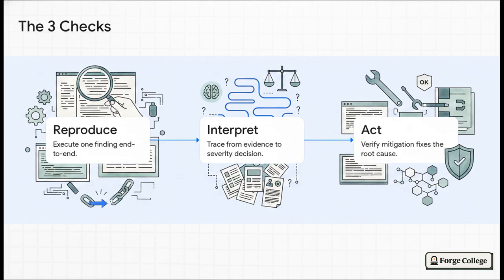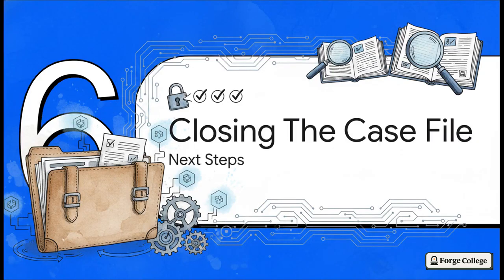Step 1. Reproduce, meaning, can I follow your steps, execute the finding end to end, and see the exact same failure? Step 2. Interpret. Can I trace your path from the technical evidence straight to your severity decision without scratching my head? And Step 3. Act. Can I actually verify that your suggested mitigation addresses the root cause? We have to ensure our fixes close the loop and, critically, that they don't introduce brand new regressions into the codebase.